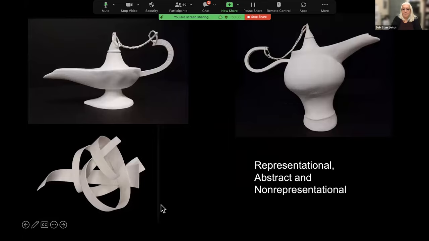For example, we have here, we kind of tend to push it this way. So we have one representational item, one abstract item, and then one non-representational item. Each one of these would be a separate individual photograph for the portfolio, and then one where they would have all of them together. Now, the one that you have them all together does not have to be professionally done. You can sit it on a table. You're just showing you have all three of those items.